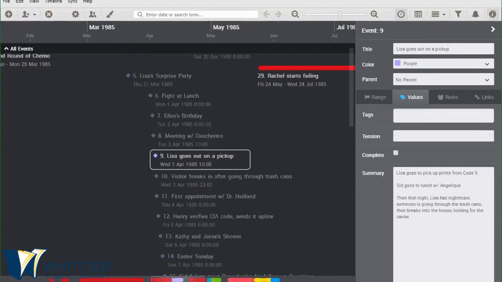Oh, can you guys see the Aeon Timeline? I want to make sure. Yeah. All right. And then all the different things that happen, like Lisa's having a nightmare. This is from the other book.